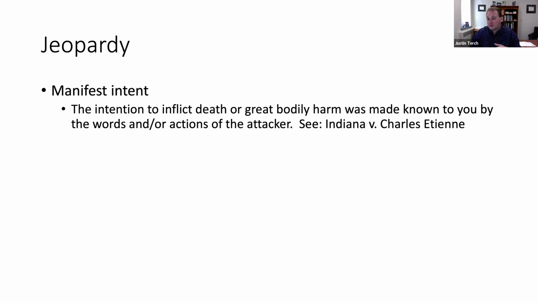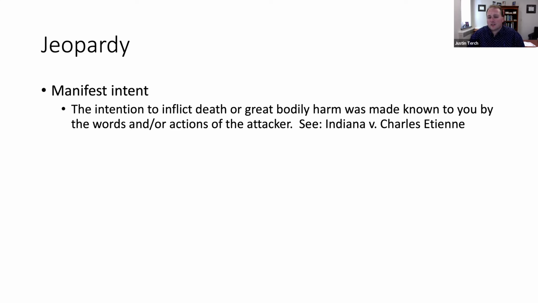The next one is the opportunity for them to do it, meaning they're close enough or they're within range of the weapon's use to harm you. And then the third is jeopardy. So jeopardy is usually about the manifest intent, meaning what are they saying they're going to do? What are their nonverbal behaviors telling me they're going to do? And it's basically the intention to inflict death or great bodily harm, and whether it was made known to you by the words and actions of the attacker.